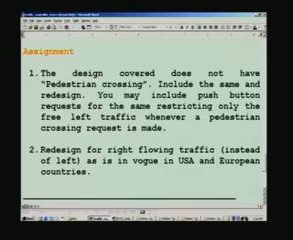I will read the assignment and explain what it is. The design covered does not have pedestrian crossing, so include the same and redesign. You may include push button requests for the same, restricting only the free left traffic whenever a pedestrian crossing request is made. What we had earlier was that main flow as well as side flow straight traffic would imply that pedestrians can cross at the other road.